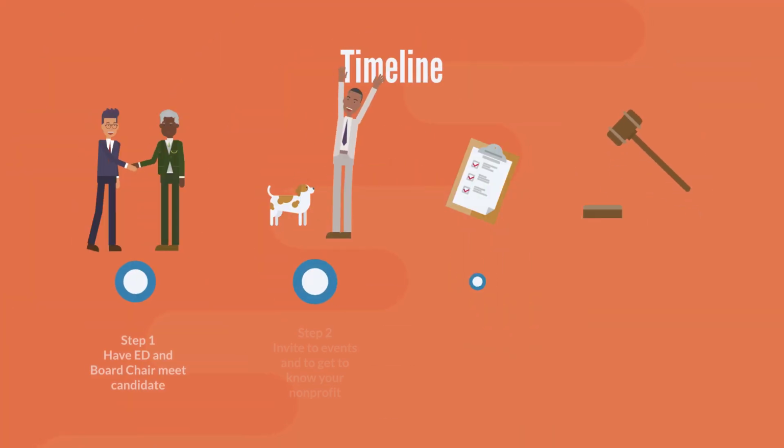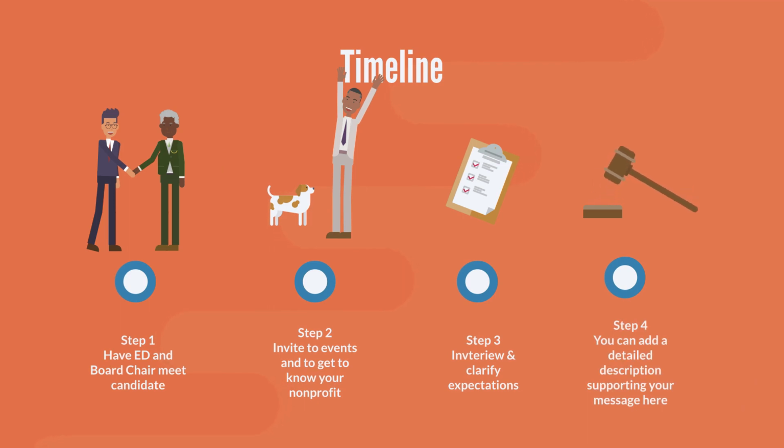Finally, your governance committee should have a clear plan on what happens once a potential board member is identified. For example, have your executive director or CEO and board chair meet the new person. Invite the potential board member to events, programs, or even committee meetings so they can learn more about you and you about them. Interview, including clarifying expectations of the board, even as specific as when board meetings are held and the minimum amount expected for donations, if any.